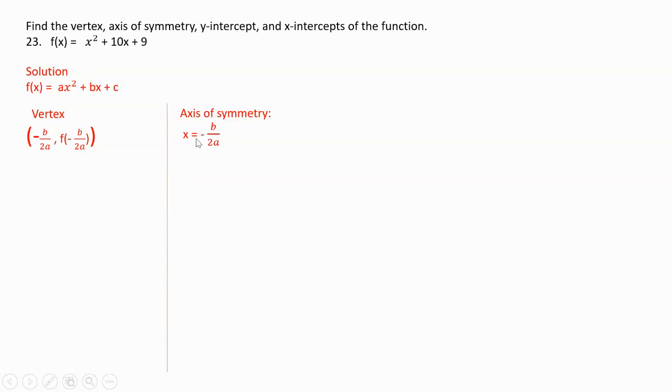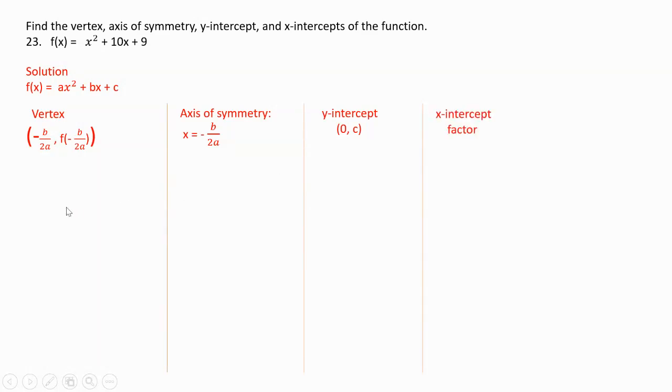And then the axis of symmetry will be the x part of the vertex, or negative b over 2a. For the y-intercept, it's also obvious. Without doing the work, you should know what the y-intercept is. It's going to be (0, c), which will be my 9. And for the x-intercepts, you have to know how to factor.